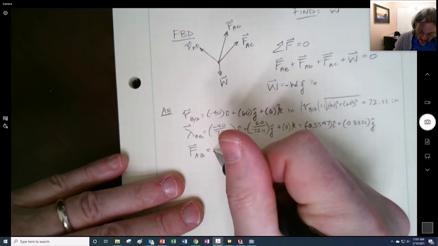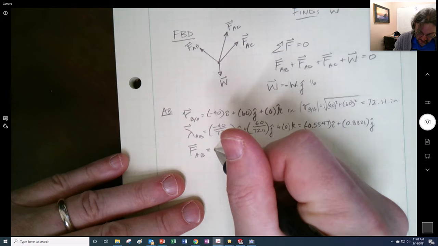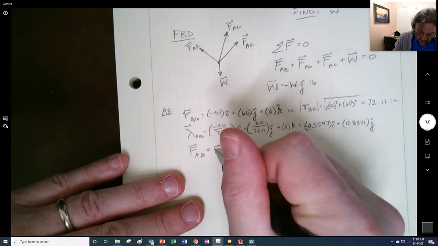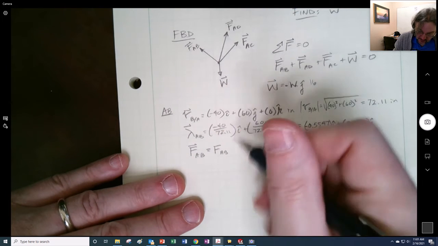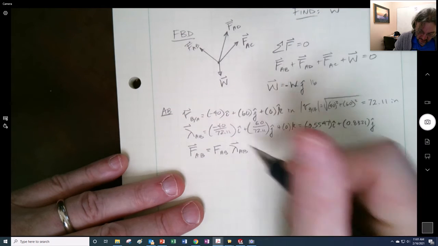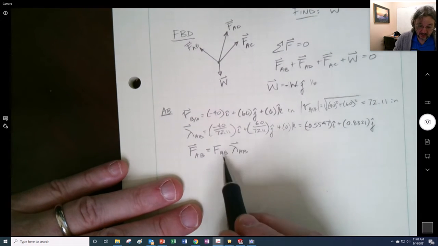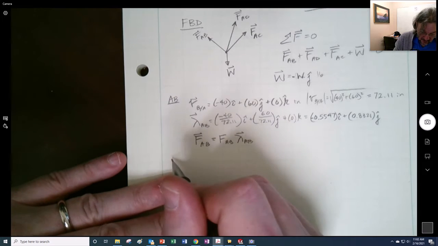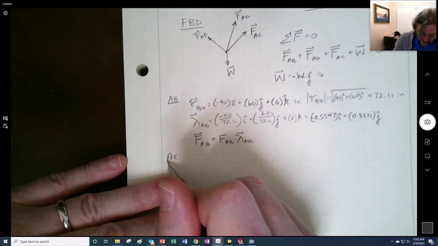And so that I know when I get the vector AB, it is going to be F AB times lambda AB. So that makes it into a vector where we have that tension. Now let's go for AC.